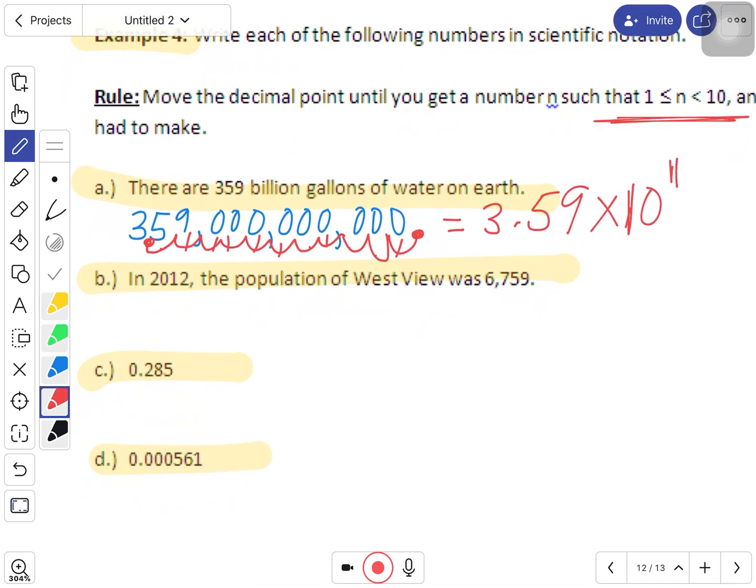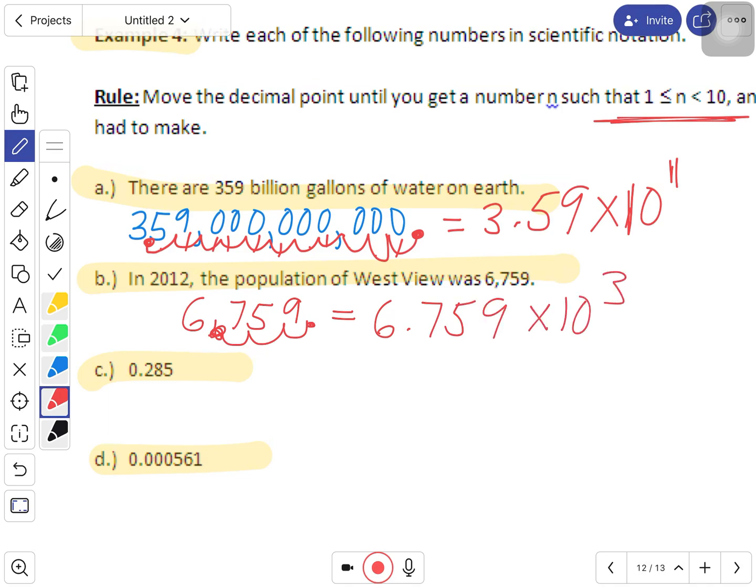Back in 2012, the year my son was born, Westview's population was 6,759 people. Small town. I like Westview. So we got 6,759. I always copy the problem. And my decimal point's hanging out right there. So I need to move this decimal so I get a number between 1 and 10. So that's going to be 6.759. And then how many swooshes did I make? I made 3. So that's my exponent for 10.